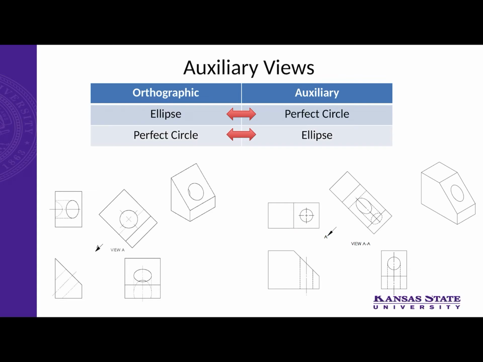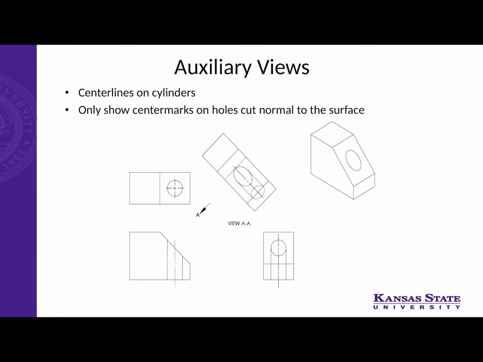Another quick thing is that orthographically, if you see an ellipse, if that circle is normal to the surface, that's going to be a perfect circle in your auxiliary view, right? And so it's a little easier. Same thing the other way around, going the other way from that.